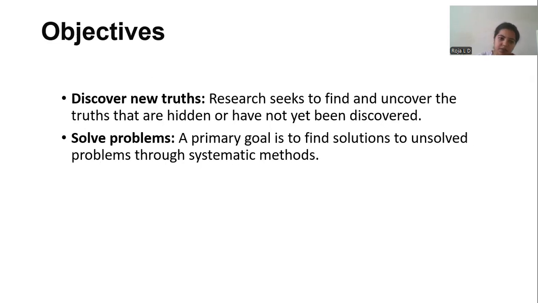For that, we need research, and to solve problems. A primary goal is to find solutions to unsolved problems through systematic methods. For example, COVID-19 came recently, it was not there previously. What is the best treatment in Ayurveda? So the problem is COVID-19. You need to solve the problem by doing the research work.